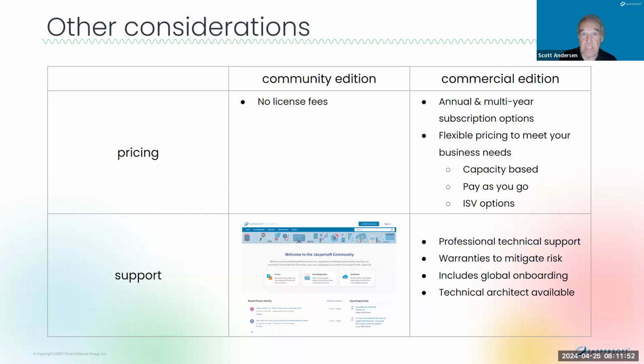Another aspect of the decision between Jaspersoft editions is support. The Community Edition is supported solely through our Jaspersoft community, which is with its hundreds of thousands of contributors. But if you need a more reliable response, our Commercial Edition comes with professional support, with SLAs and warranties to mitigate risk. Our subscription comes with global onboarding support and has advanced technical architecture support available as well.